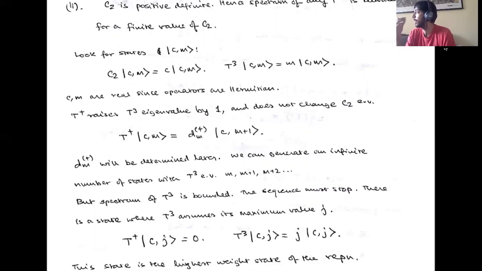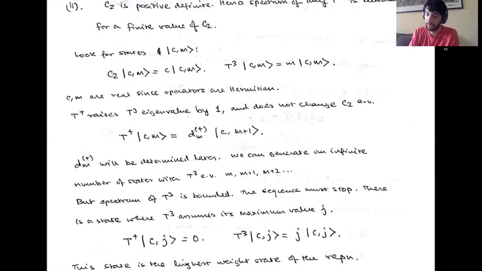So the point essentially is that for a fixed C2, there is only so much M that you can have, and so it has to stop somewhere, right? So this spectrum of T3 has to be bounded, and the sequence has to stop. So there has to be a state where T3 acting on this state is going to give you its maximal value. So you cannot raise this more.